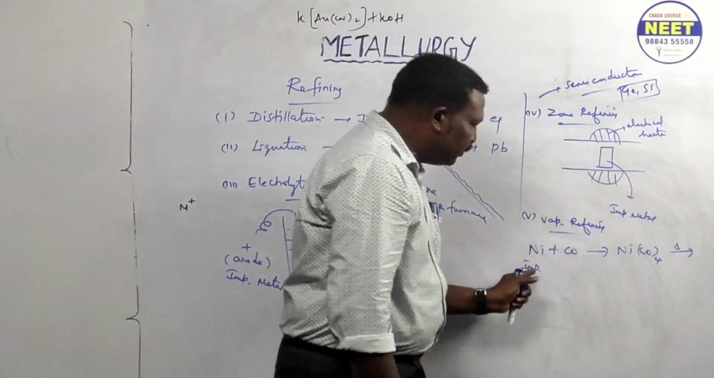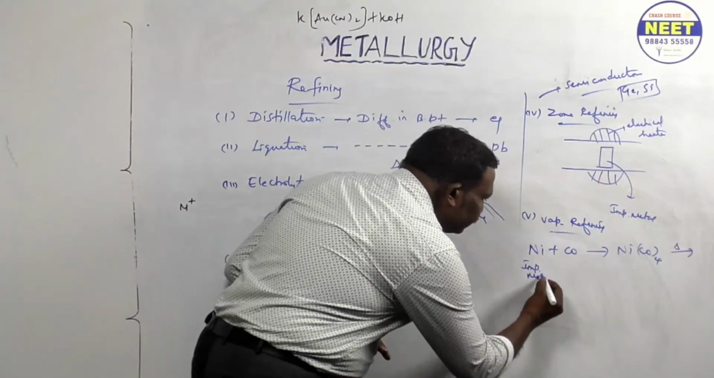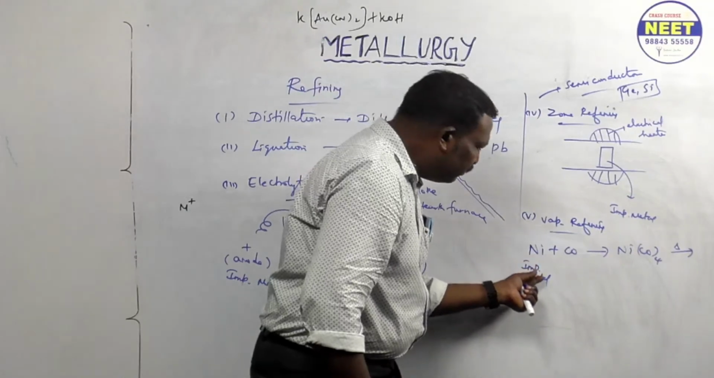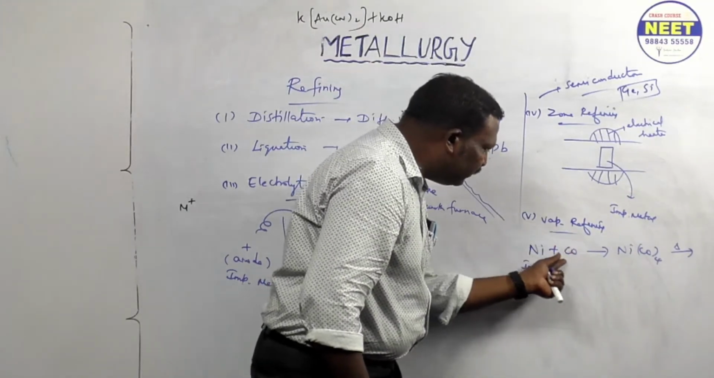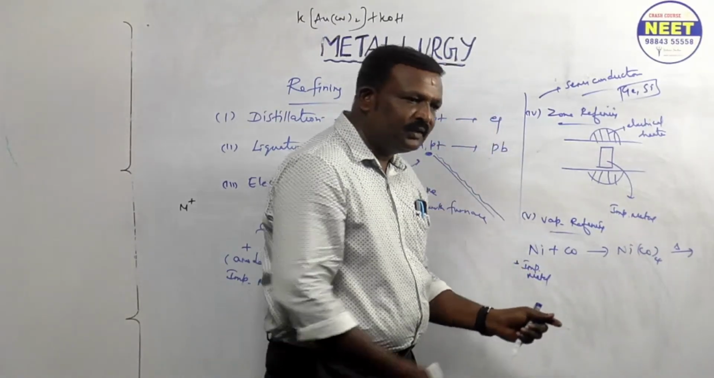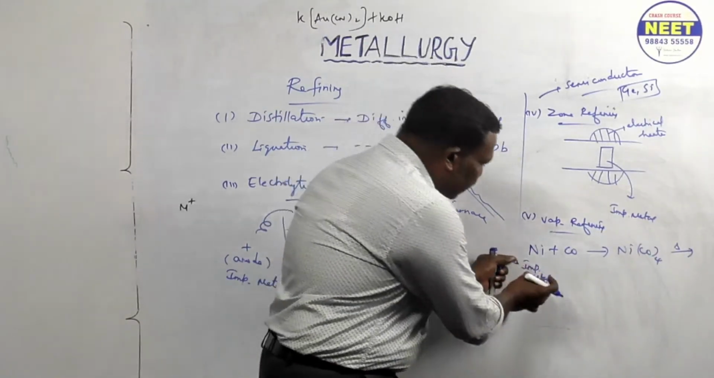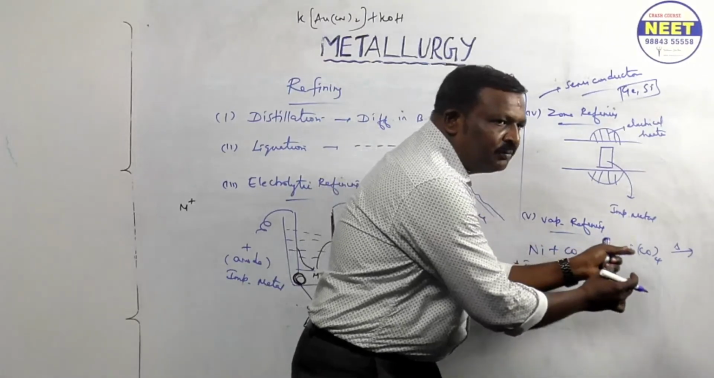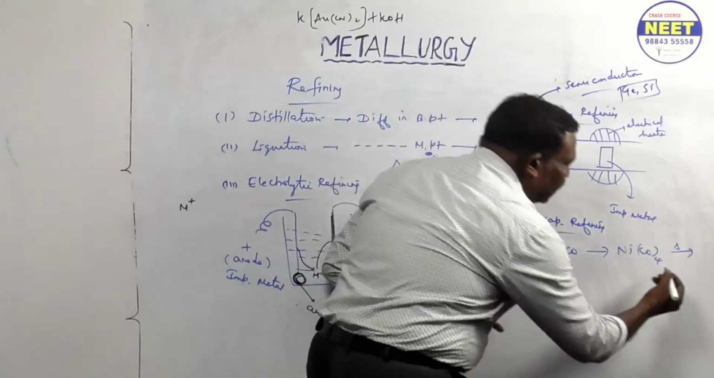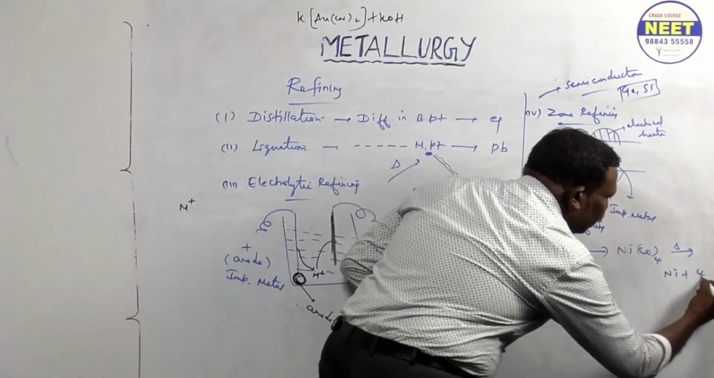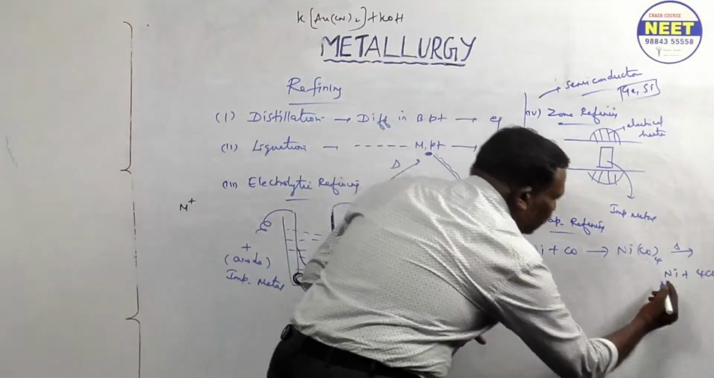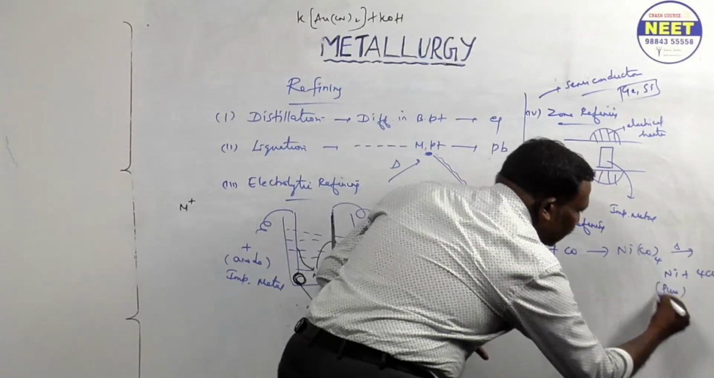See, impure metal means the metal plus impurities. Only the metal can make a compound with CO; the impurity will not. The impurity remains as it is on the left-hand side. So only the metal makes a compound with CO to form a vapor. Then again it decomposes to give nickel plus 4 CO. This is impure nickel, and this is pure nickel. Are you following?